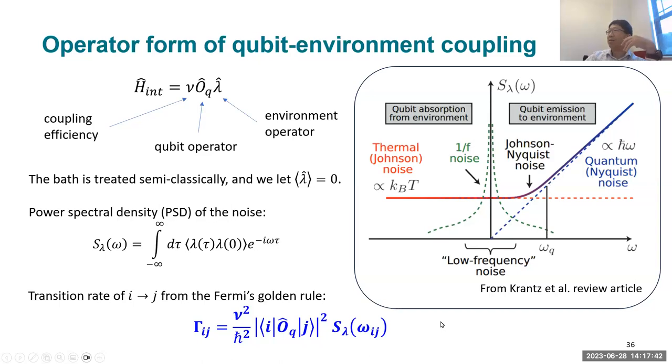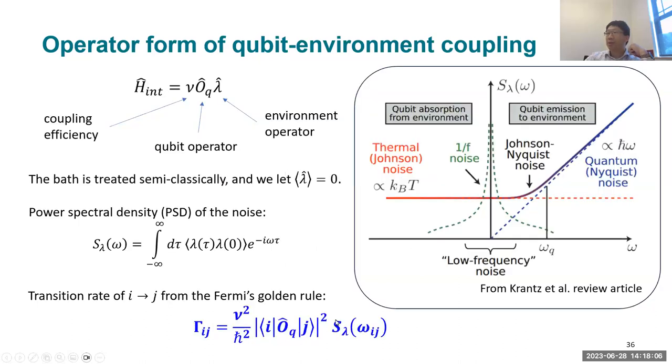And this will have high noise, which tells you that you have a high probability to relax. And if you go to the negative qubit frequency side, it can be low, and it will tell you that you have a lower probability of spontaneously exciting from the ground state to the excited state. So this asymmetry tells you the quantum feature of a thermal environment.